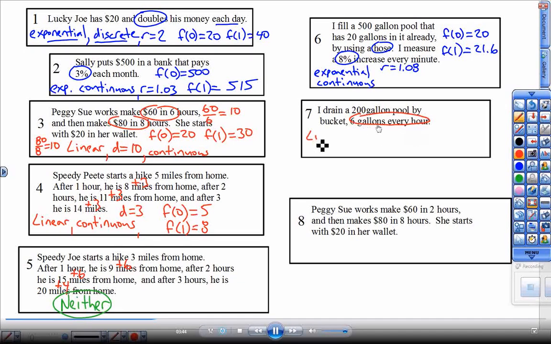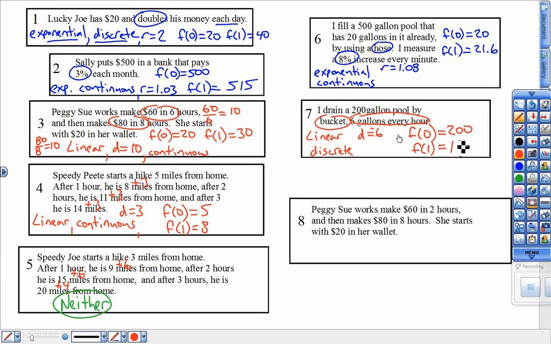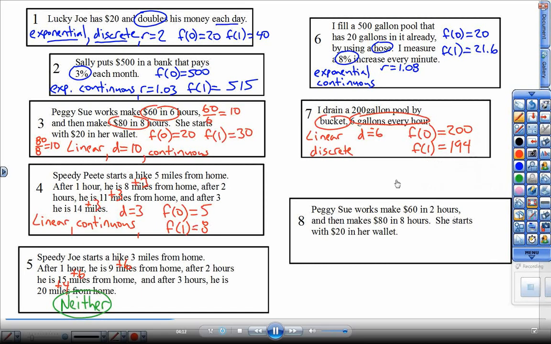All right, next one. Filling by bucket every hour, linear. 6 gallons every hour. Bucket means you're waiting for the next bucket. That would be discrete. My D would be -6 going down. It's draining, so -6. My 0 term would be 200. And my first term would be that 200 minus 6, which would be 194. Okay, last one. Peggy Sue, $60. And again, back to 7, that is -6 for my common difference.